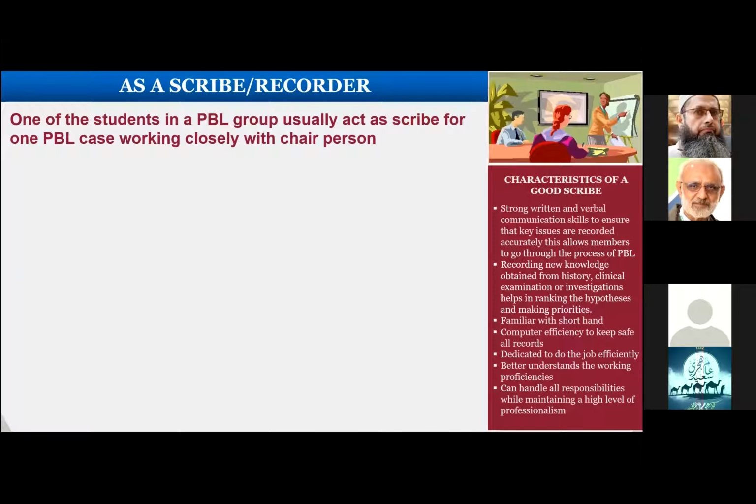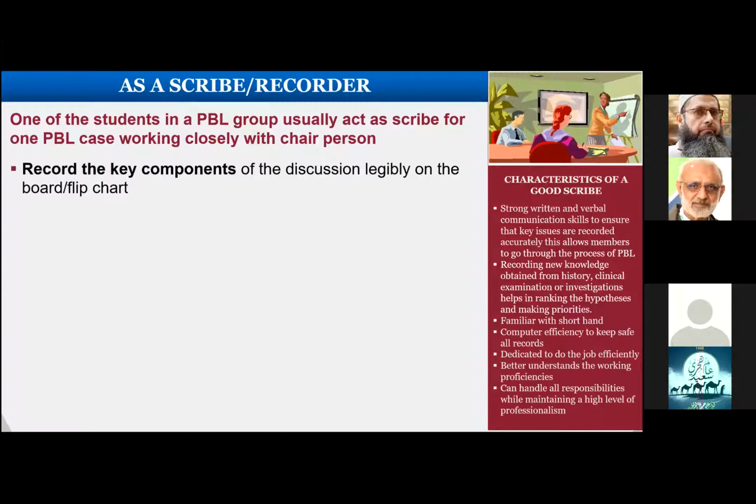As a scribe or a recorder, one of the students in the PBL group usually acts as a scribe for one PBL course, working closely with the chairperson. In the literature, it has been recommended that you can have two scribes as well, because sometimes the discussion is going so fast that one scribe cannot really follow it properly. So two scribes can be appointed for one PBL.